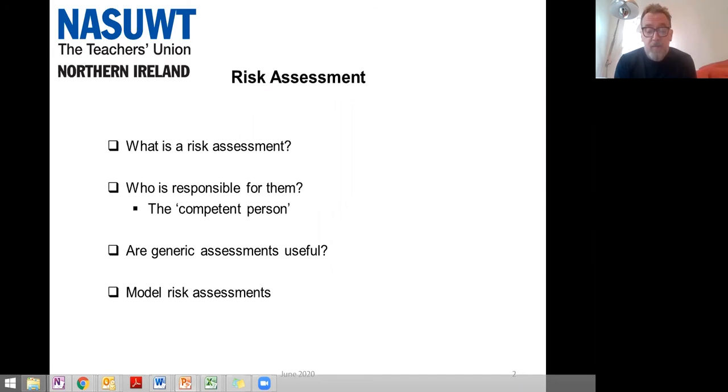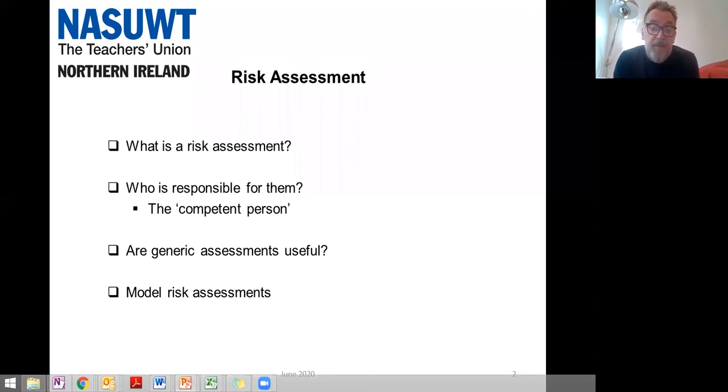So who is responsible for the risk assessment? The employer, such as the education authority or the proprietor of a private school, will be responsible for the completion of risk assessments. In compiling a risk assessment, an employer must be able to consult with a competent person, and the competent person can be employed by the employer, be the employer themselves, or be an external consultant. There is no requirement to have a competent person on the premises at all times. I think that's an important point to remember.